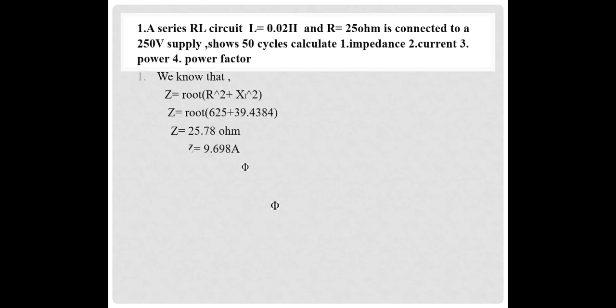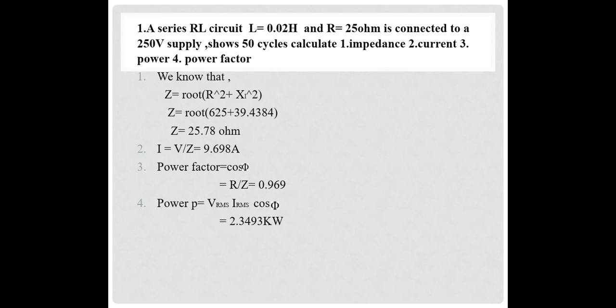Next we are going to see a sum on the RC and RL circuits. First, a sum on RL. L is given and R is given. It is connected to a 250 volt supply, the frequency is given, and we have to calculate these. First, for calculating Z we have the standard formula, root of R square plus XL square. Substituting, since L and R are given, we get Z. Second, we calculate the current.